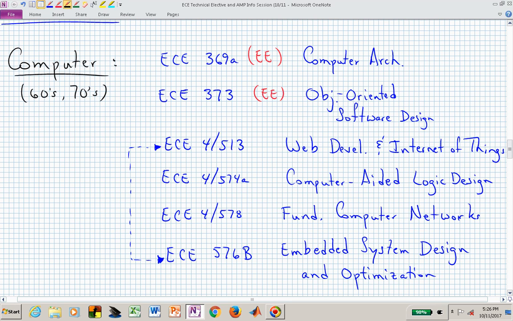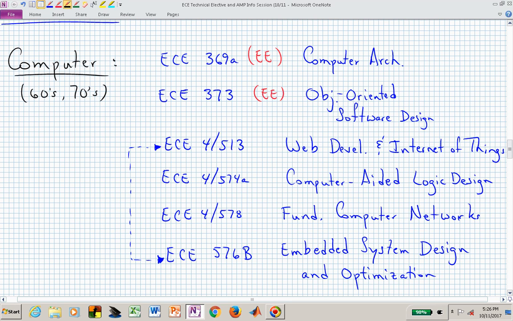But the other one, the 413, 513, which is just for the first time being offered this fall of 2017, I don't know if we're going to alternate falls, but this is the first semester that that's been taught. And I don't know if we'll teach it again yet in fall of 2018.